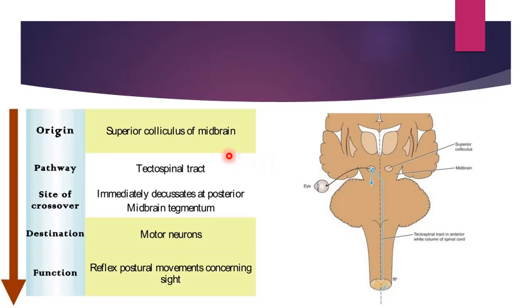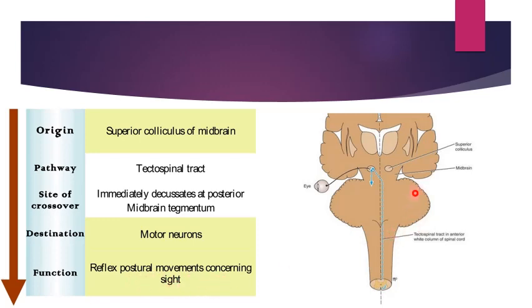Some important points are here. As I already told you, the origin of the tectospinal tract is from the superior colliculus of the midbrain, and they descend as the tectospinal tract, and the site of crossover is very important, which is immediately decussating at the posterior midbrain tegmentum, and they finally synapse with the motor neurons in the anterior gray column. Function of the tectospinal tract is reflex postural movements concerning sight.